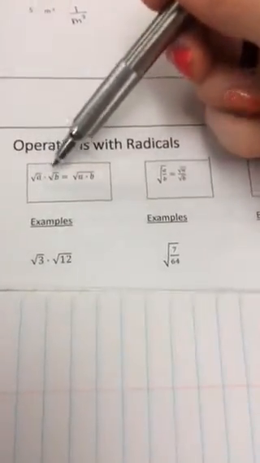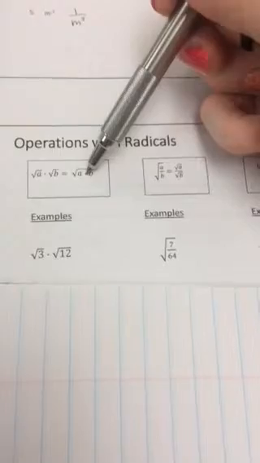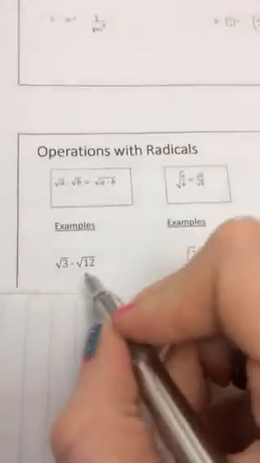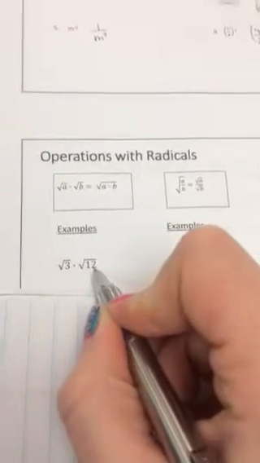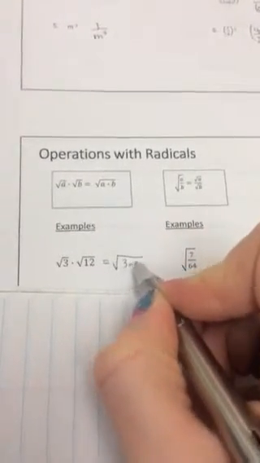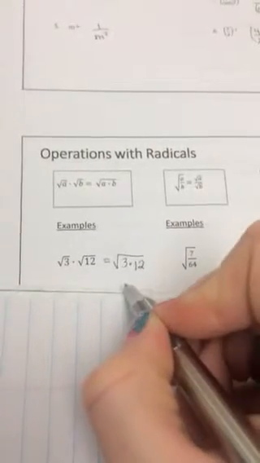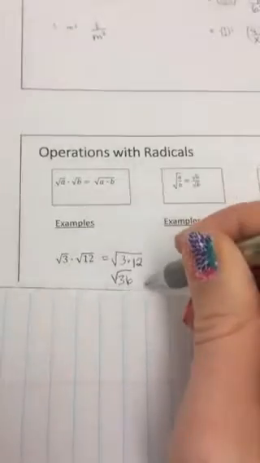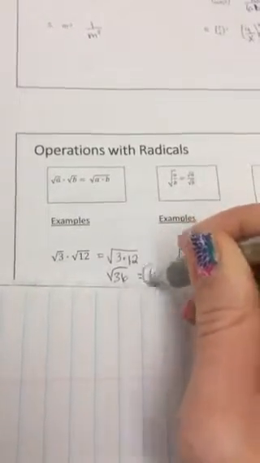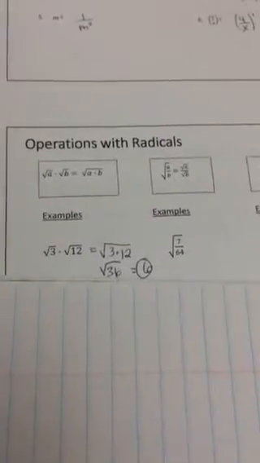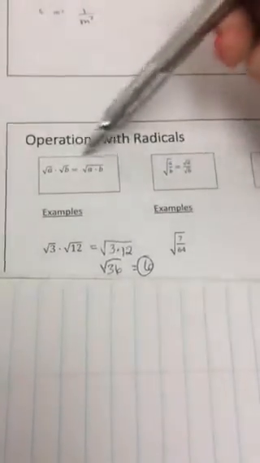The square root of A times the square root of B is the same thing as the square root of A times B. So, for example, the square root of 3 times the square root of 12 is going to be the same thing as the square root of 3 times 12, which is the square root of 36, which we can do as 6. Okay? So that's the product rule right there.